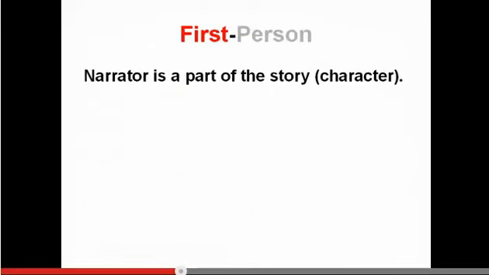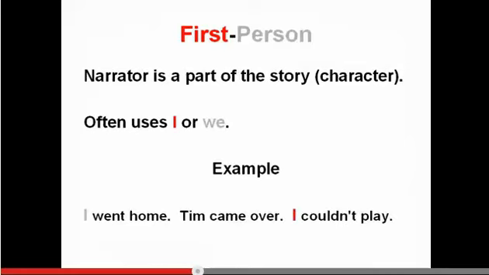First person. In first-person perspective, the narrator is part of the story, usually an active character. Often, the narrator will be using I or we, because the narrator is telling his or her own story, firsthand. So I will frequently be used. For example, I went home. Tim came over. I couldn't play. Notice that the narrator is telling his own story, I's story. This makes it first person.